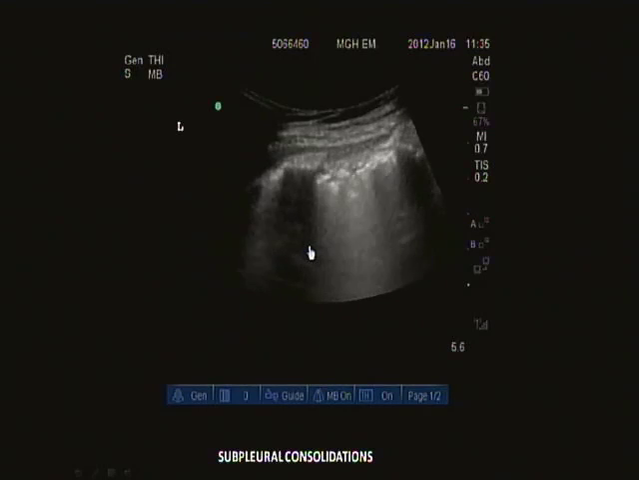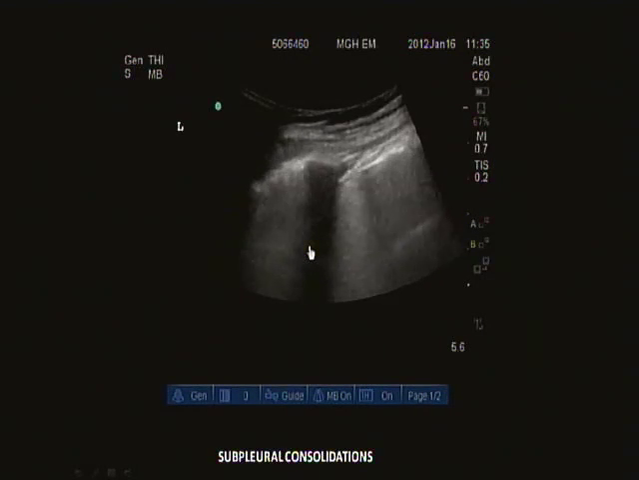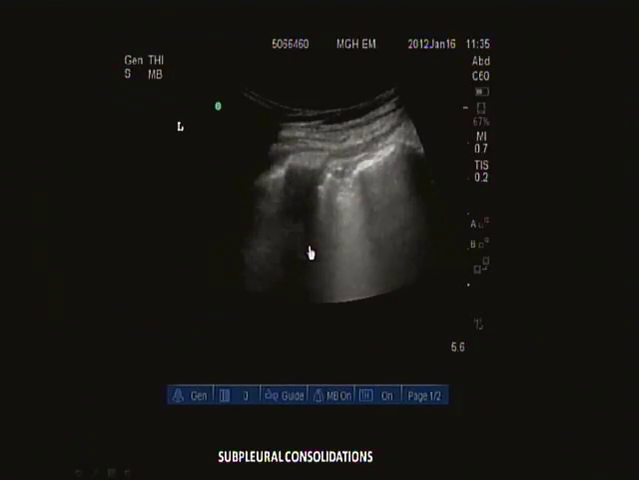This is a picture of a rib shadow, and there's another rib shadow over here, and you can see the lung is sliding back and forth, but what do you notice about that pleura? It's very thick, it's very irregular. I call it lumpy bumpy. It's very lumpy bumpy, and there's a little bit of fluid even here.